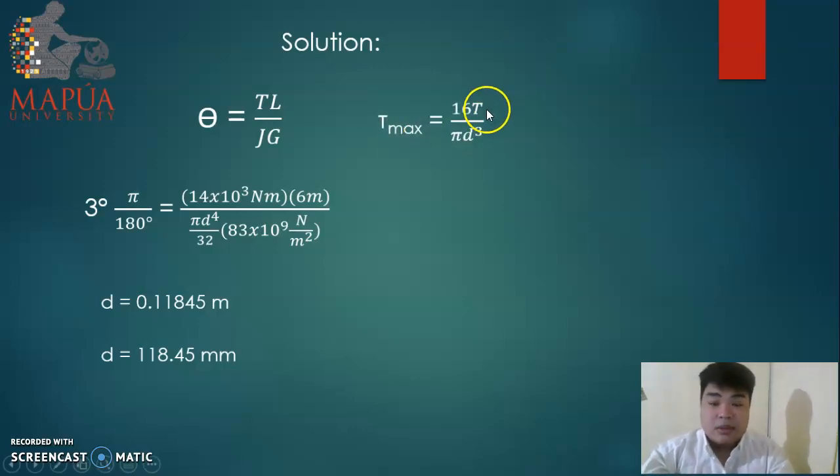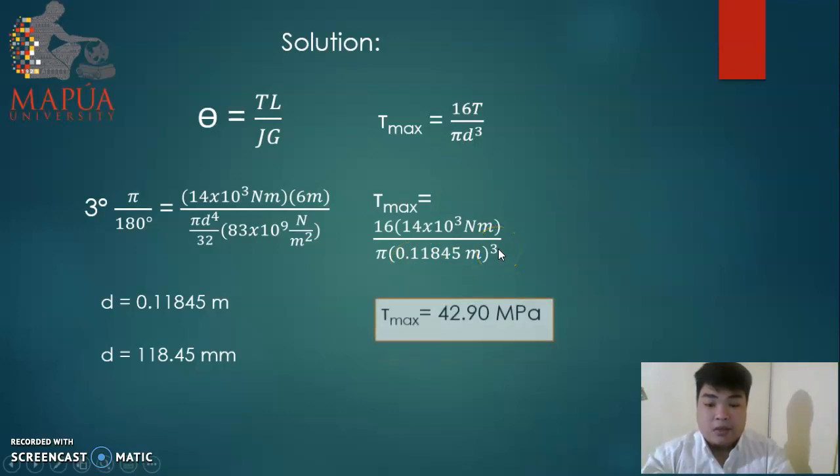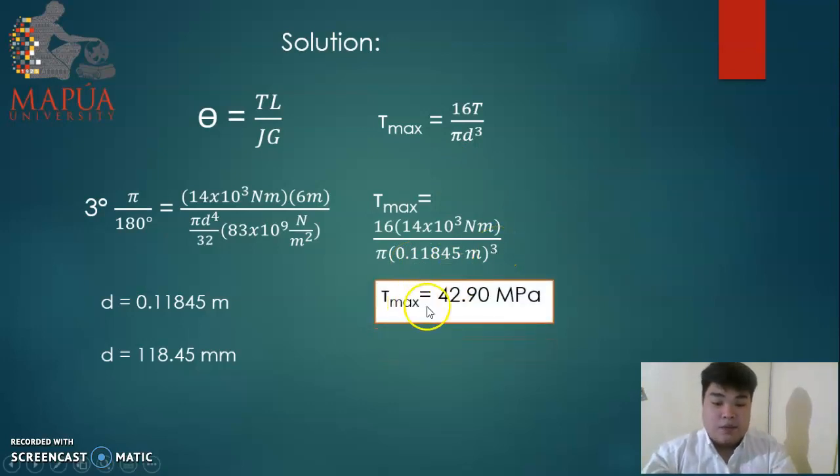So T max is equal to 16T over pi times D raised to 3. Since we already got D, which is 0.11845 meters, we can solve for T max. So T max is equal to 16 times 14 times 10 raised to 3 over pi times 0.11845 raised to 3. So we will get T max as 42.90 MPa.